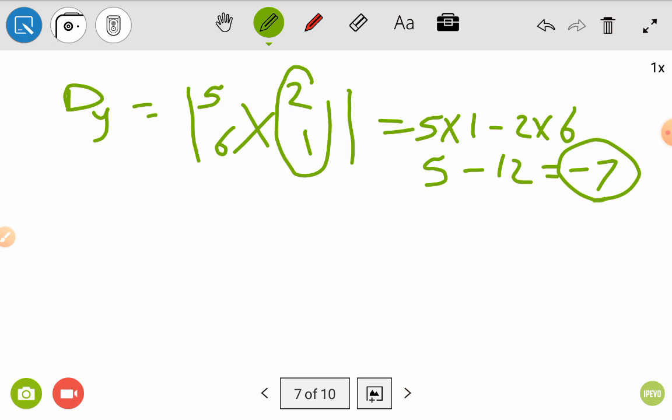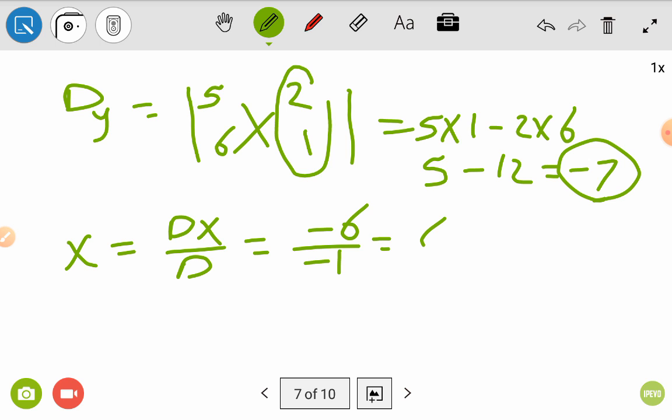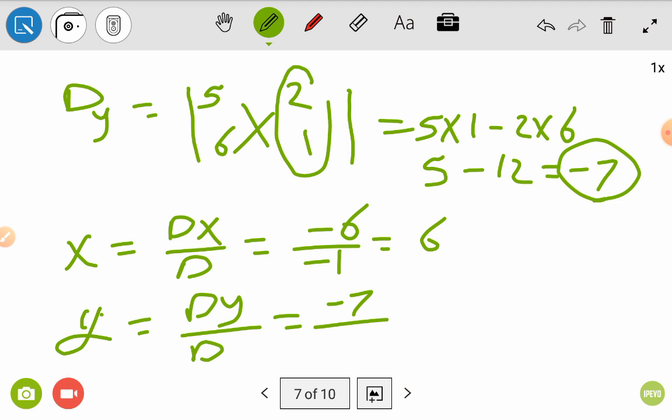After you get the three values D, Dx, Dy, you can easily get x equals Dx over D equals negative 6 over negative 1 equals 6. Also y equals Dy over D will be negative 7 over negative 1, which is 7. Then the solution set of this linear system is x equals 6 and y equals 7.